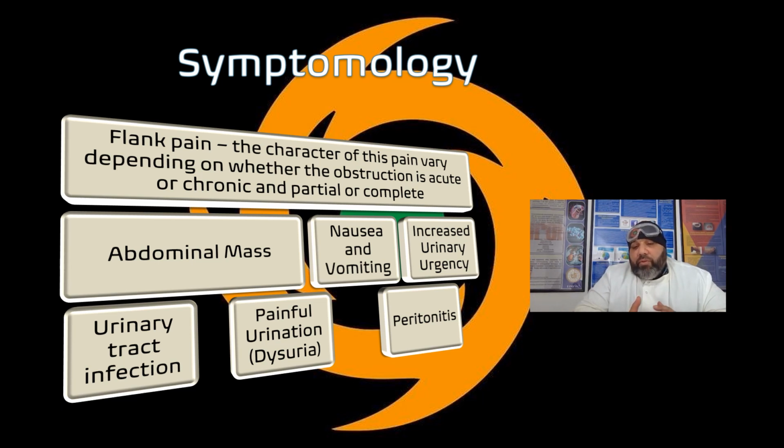Alongside abdominal mass, that can then also relate to pain in and around the peritoneum area, which can relate to inflammation around the peritoneum, which is or can be a result of infection referred to as peritonitis.